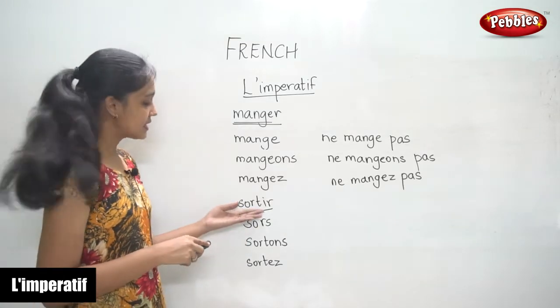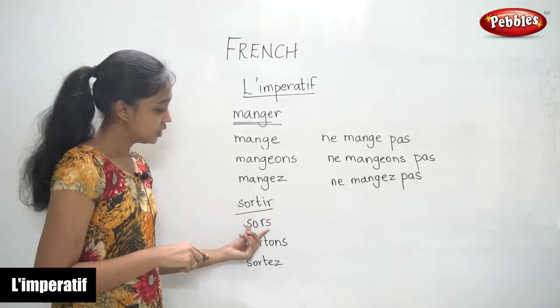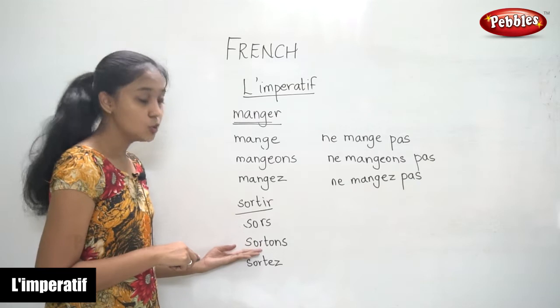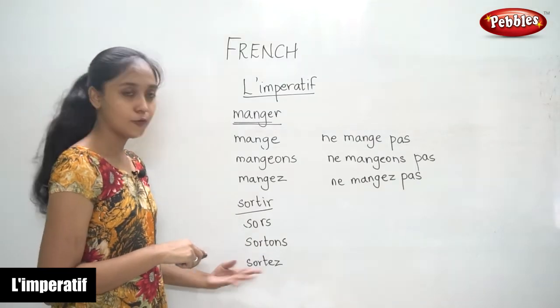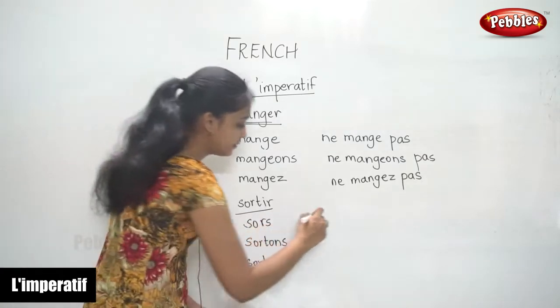So another example is the verb sortir. So the tu conjugation for sortir is sors. For nous it is sortons. For vous it is sortez. So how would you make this negative?